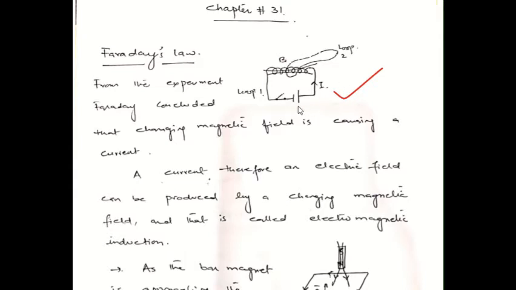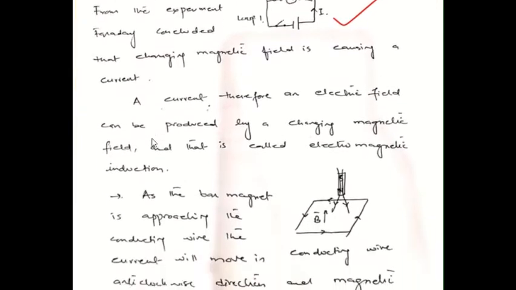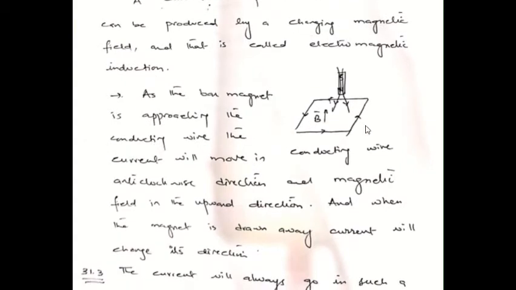One day while he was working in his lab, he noticed that when he closed the switch, a current is produced in loop 2, and the moment he opened the switch again, he saw a current induced in loop 2. So he concluded that changing magnetic field is causing current. So therefore a current and an electric field can be produced by changing magnetic field, and that is called electromagnetic induction.